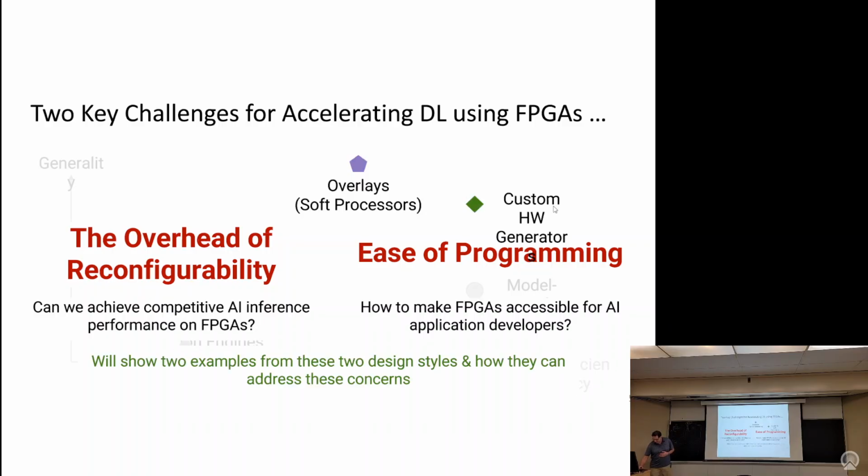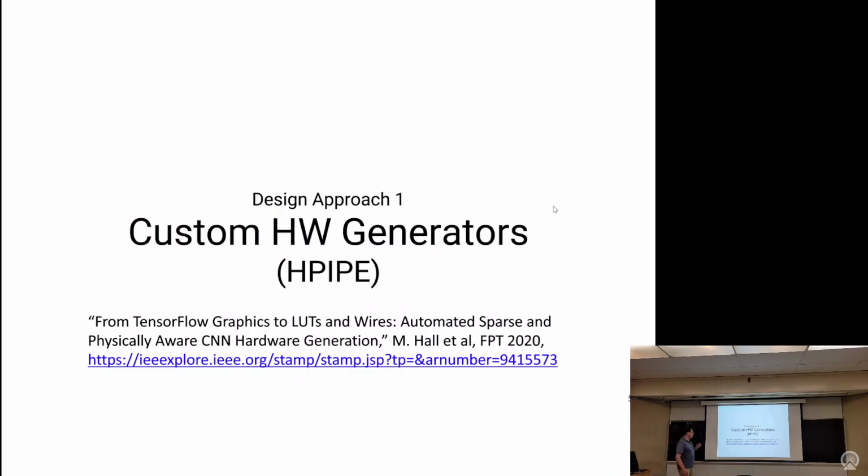Okay, so I'm going to give you two quick examples, and they're actually the two papers that you're supposed to read this week. Okay, so the first one is automatically building a data flow accelerator. So it builds basically streaming hardware that only does one thing, and that one thing is make this CNN really fast. Okay, so this work is called heterogeneous pipeline. It basically builds a big pipelined accelerator.